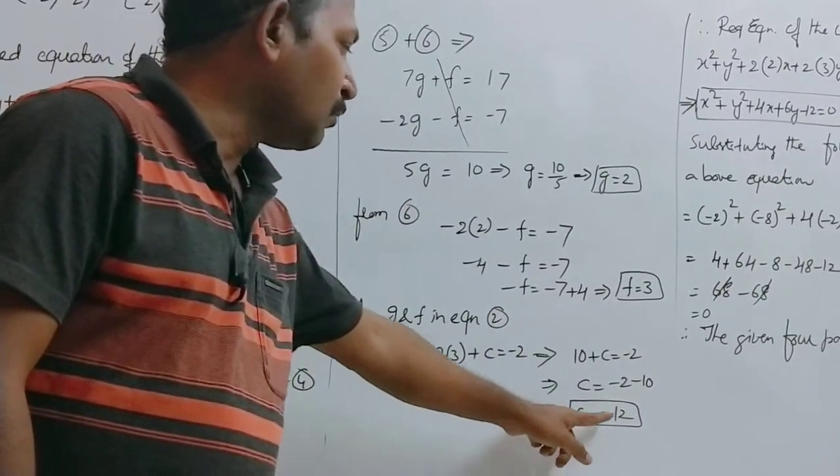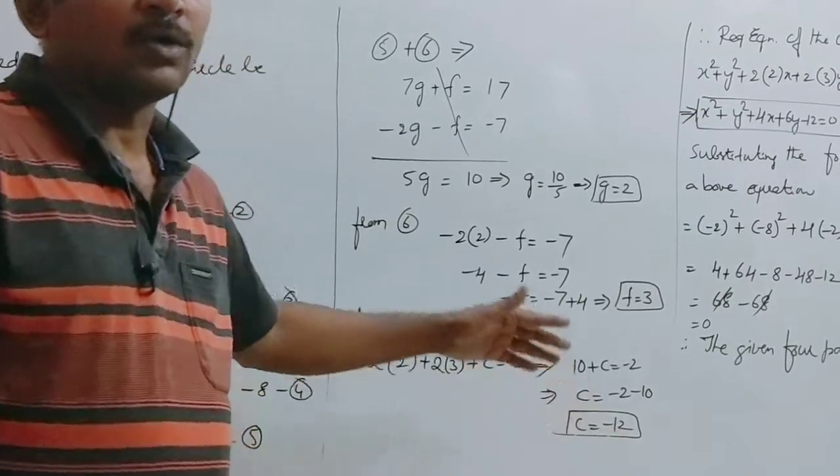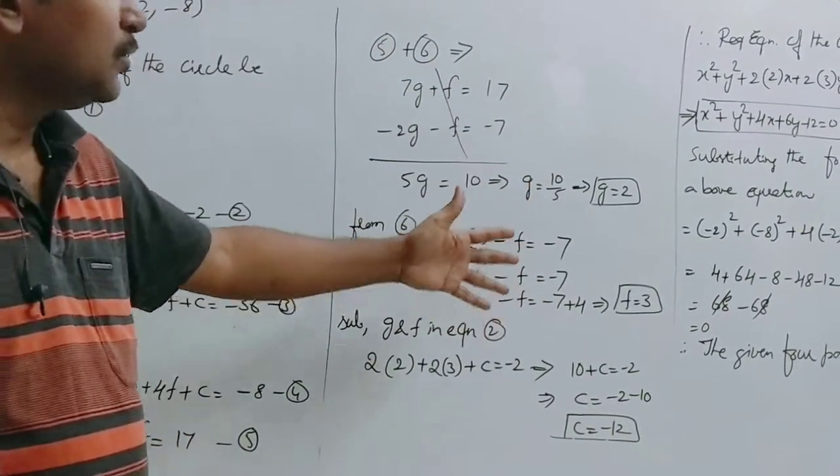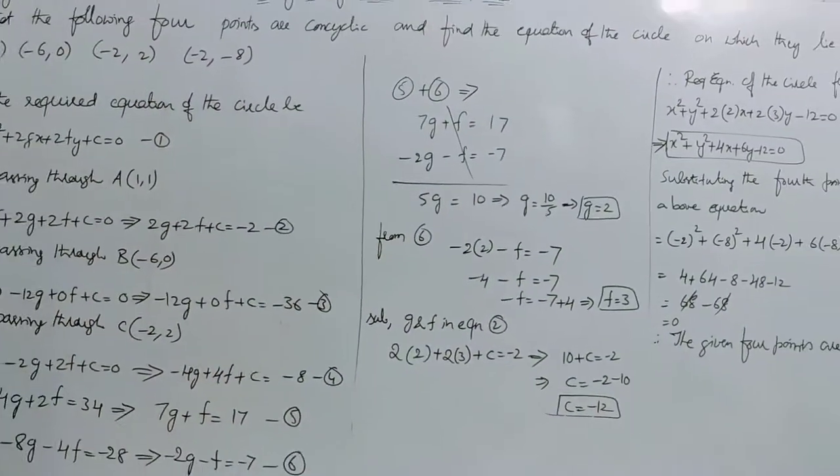So that c becomes -12. That is what we have to find. We have to find the values of g, f and c, the 3 unknowns. Let us substitute these 3 values in the required equation of the circle.